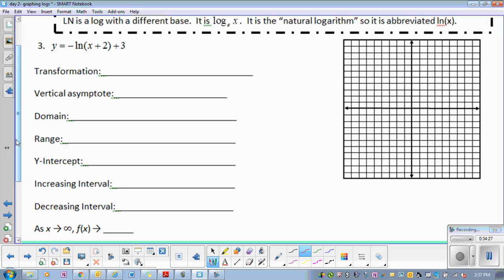What are the transformations here? Reflect, left 2, okay, good. What is the vertical asymptote? It is -2, but it's an equation, isn't it? I know, I'm so silly. I can just tell you it's x equals. But hopefully you remember it.